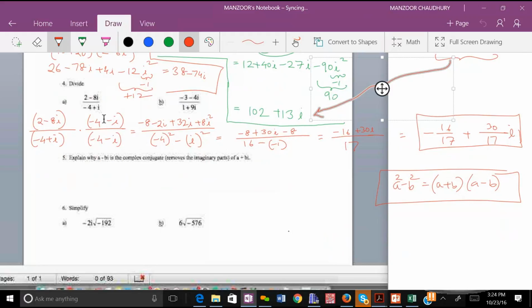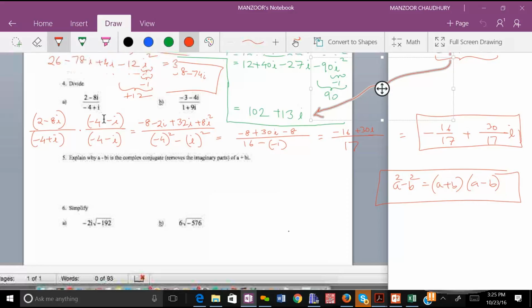That's because of the formula I showed you earlier. A squared minus B squared is A plus B times A minus B. That's why you can use the conjugate to get rid of the imaginary number part, because when you square it, i squared becomes a regular number. That's the reason.